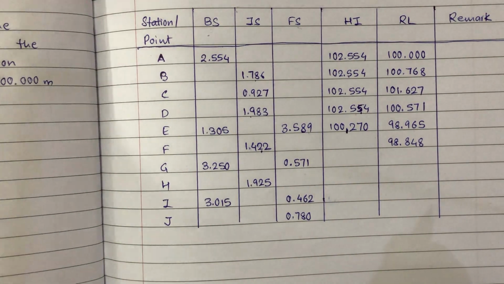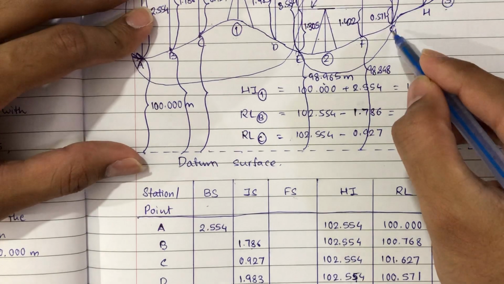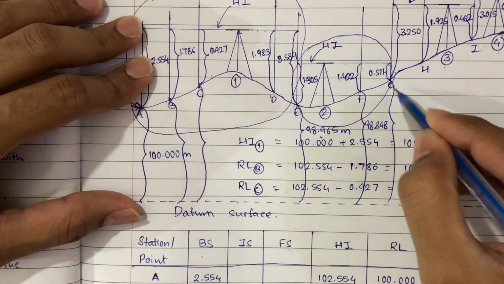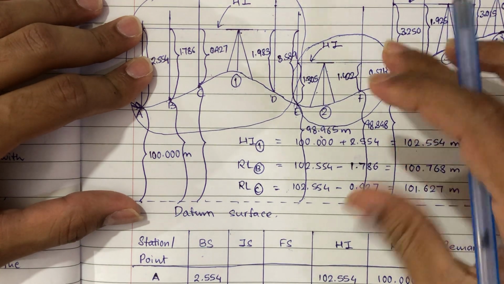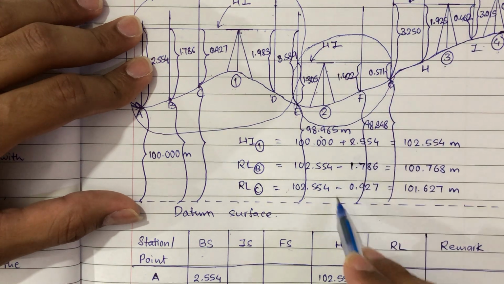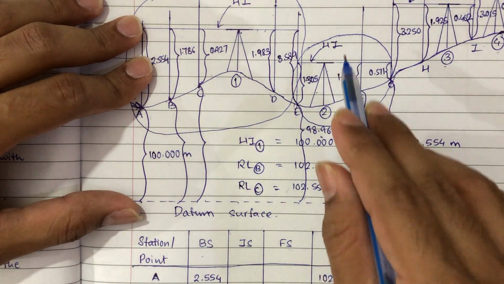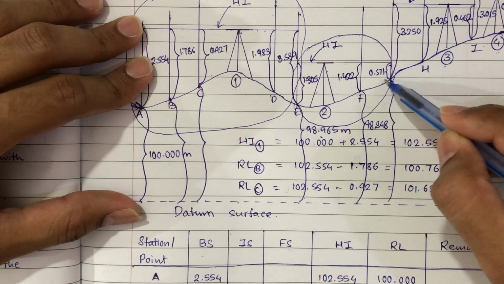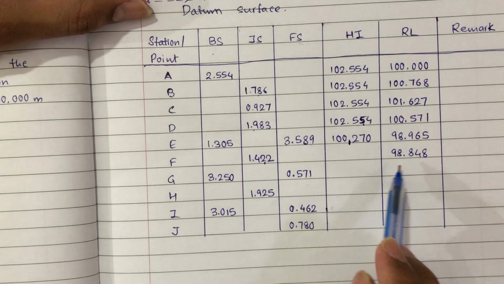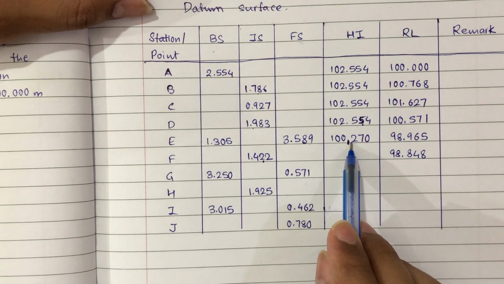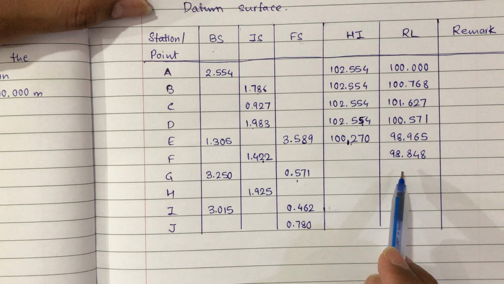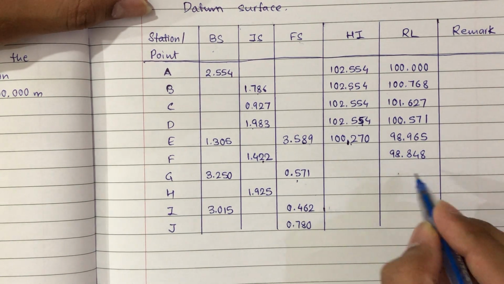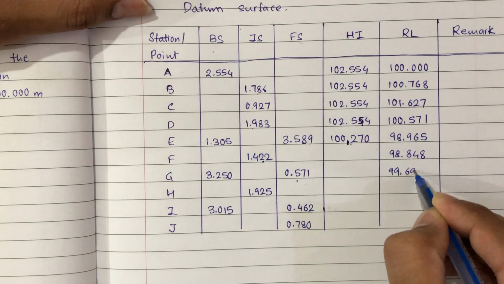Fine. Now, similarly, we need to find RL at this point G. So this RL at G is this height. This height of instrument from the datum surface we know. To this height of instrument, if we subtract this 0.571, we will get the RL at G. So 100.27 minus 0.571 comes out to 99.699.